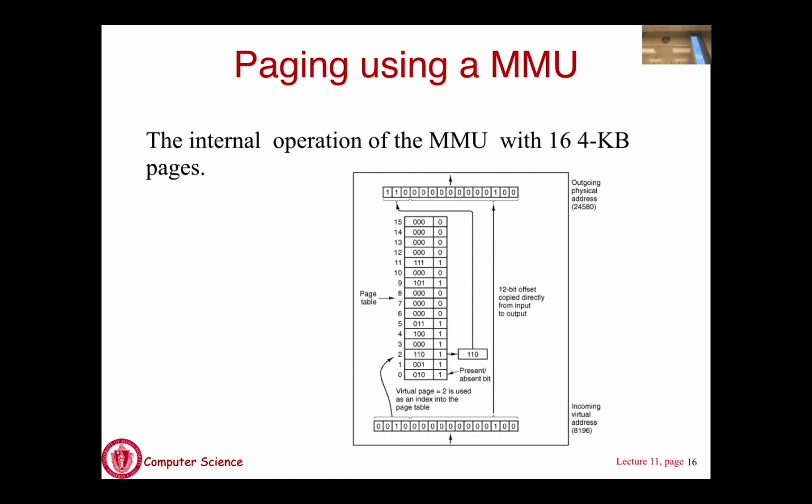Then you look up the second entry, and that tells you the frame number, which is 110. So you take the page number and substitute it with 110, and then you get a physical address. That essentially has to be all done in hardware for you to make it efficient. And you will use the TLB to do all of that as well.